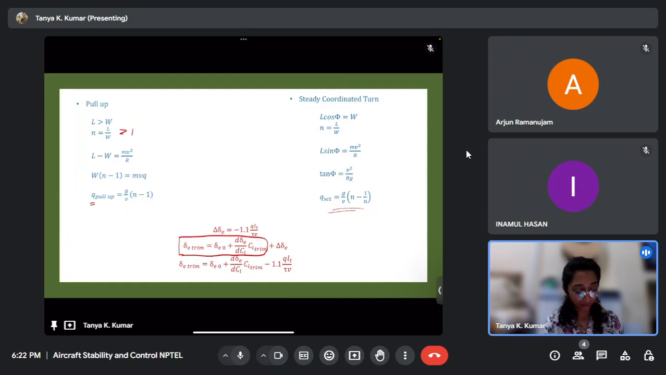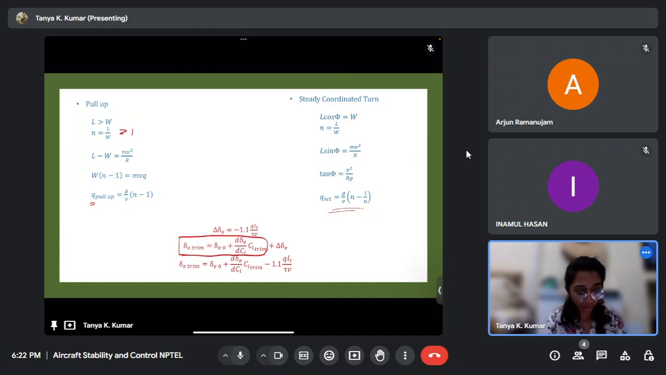Alright, so that is given by, it's an approximation, minus 1.1 Q LT by tau V. That 1.1 is an approximation, it's an empirical relation. So Q is plugged in for whichever maneuver the aircraft is performing, either pull up or steady coordinated turn. So just plug it in and you find the additional delta E, additional deflection of elevator during the maneuvers.